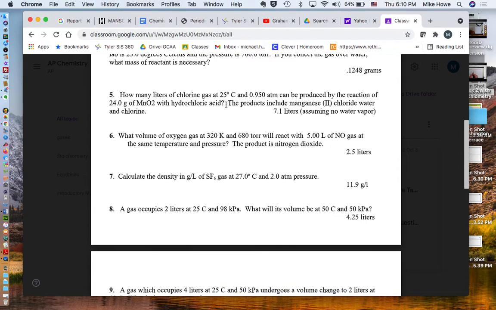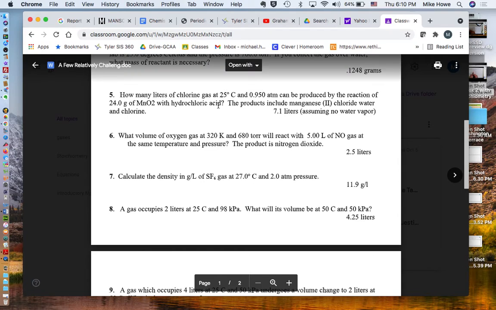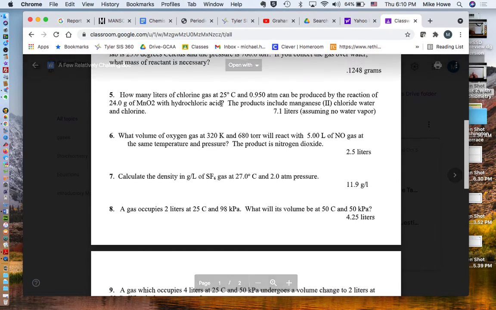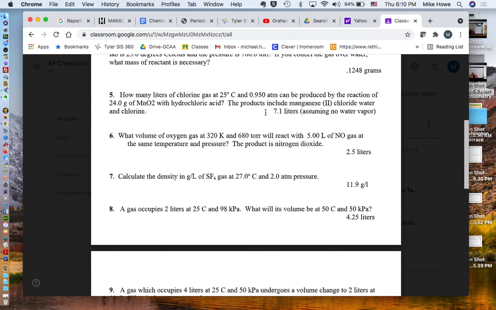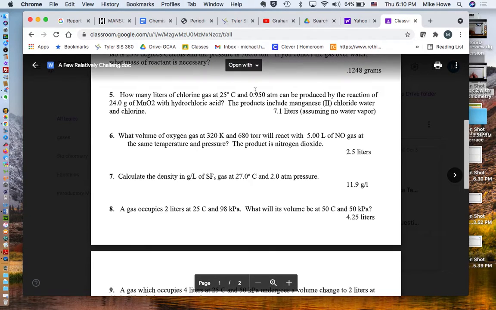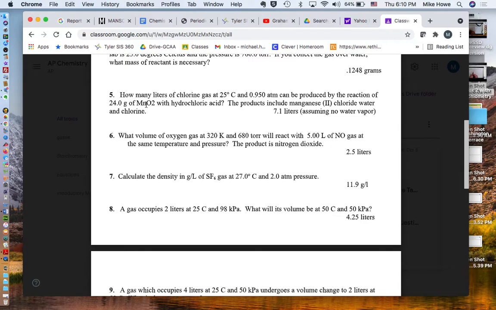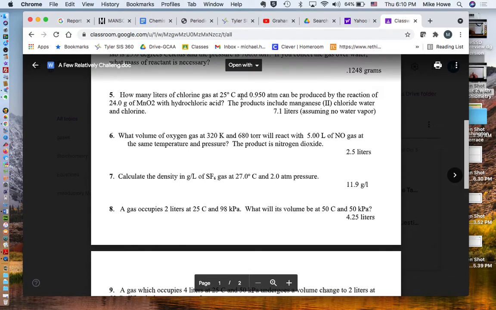On this one, how many liters can be produced by the reaction of the 24 grams of manganese dioxide, or manganese 4 oxide, with hydrochloric acid? So you know manganese 4 oxide plus HCl is going to make MnCl2 plus water plus chlorine. Chlorine, remember, is diatomic. So balance the equation, and you know the temperature, you know the pressure. It doesn't say anything about collecting over water, so you don't have to worry about water vapor pressure this time. So use PV equals nRT and solve for moles.